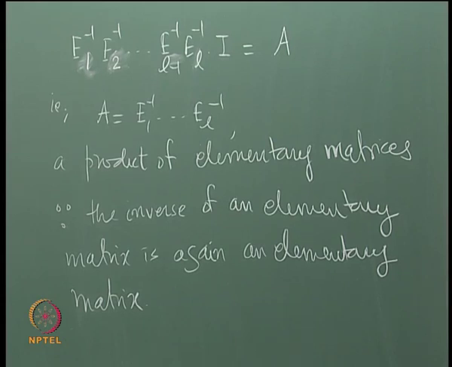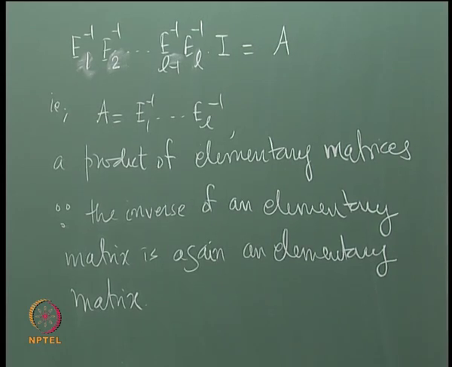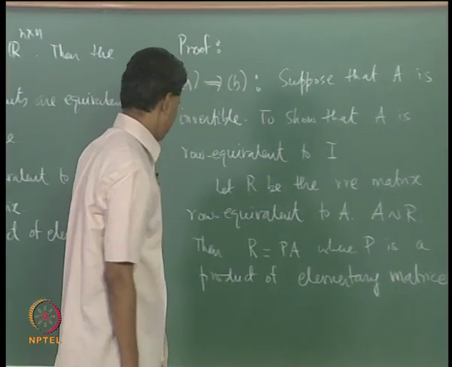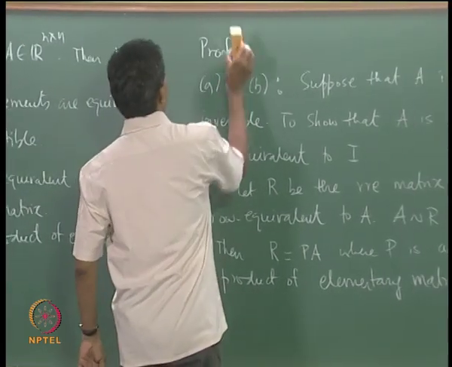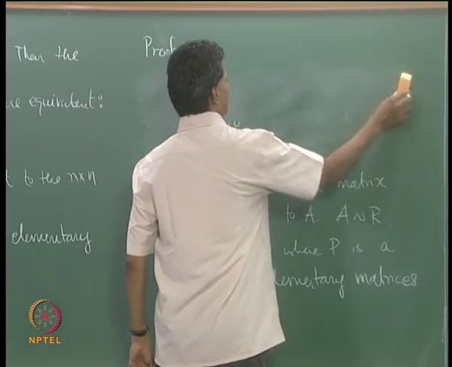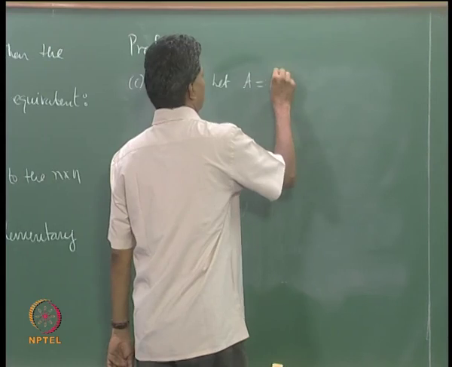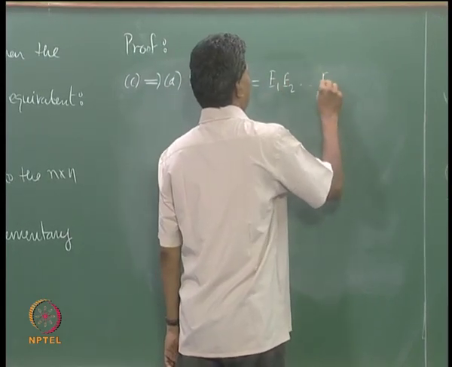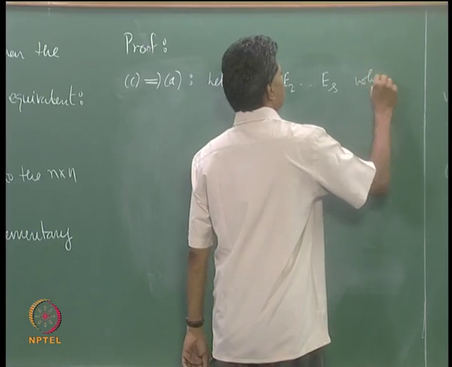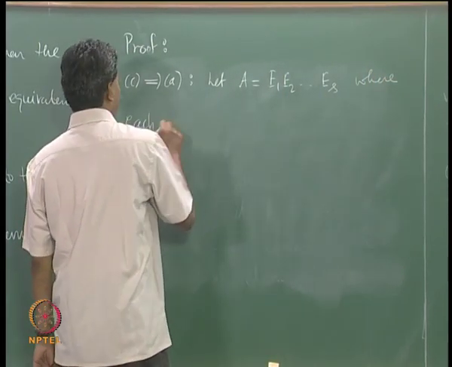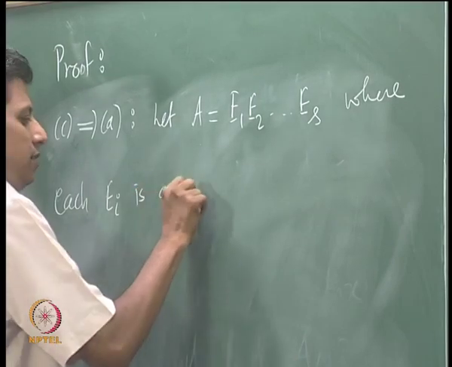Okay, finally C implies A. Statement C is the matrix A is a product of elementary matrices. Statement A is capital A is invertible, but this is something we have seen yesterday. C implies A, we have already seen. Let A be a product E1, E2, etcetera, ES, where each EI is an elementary matrix.